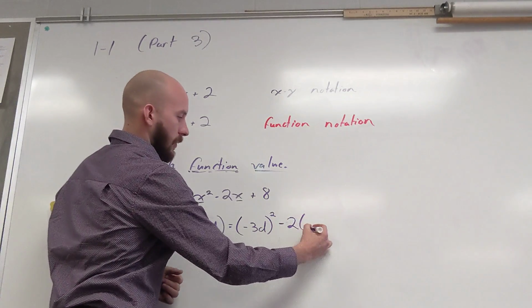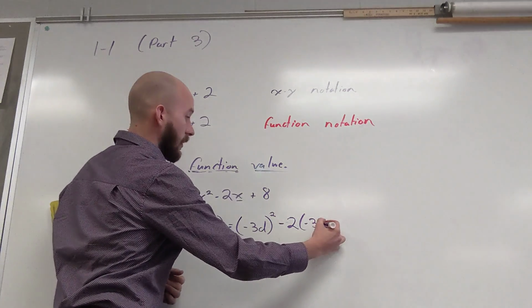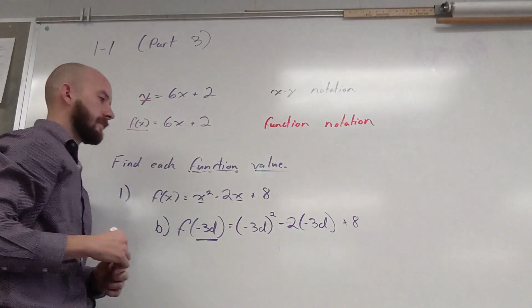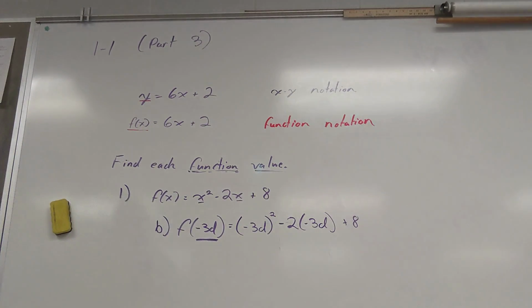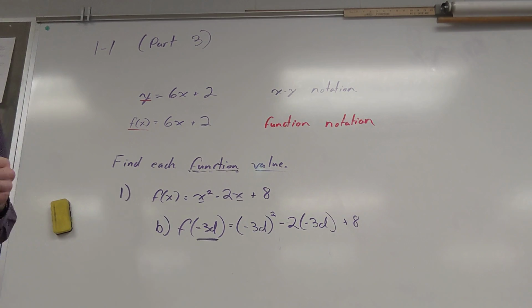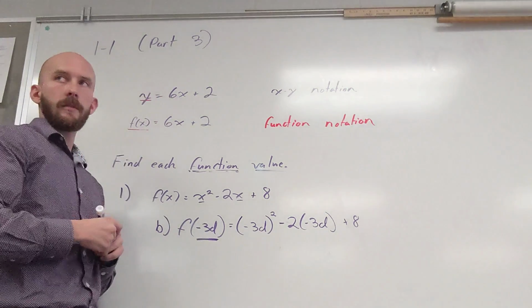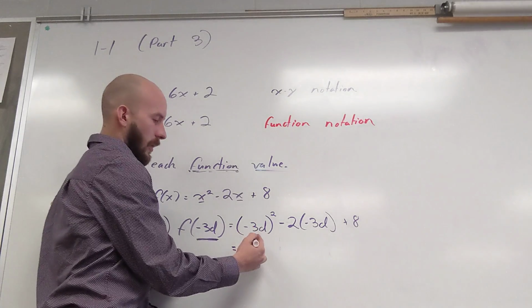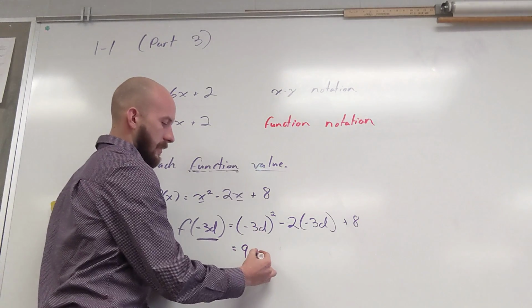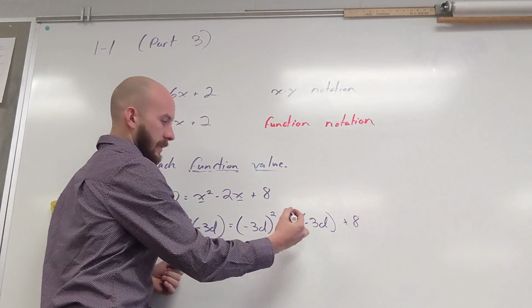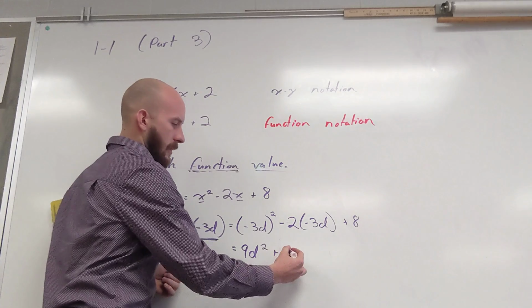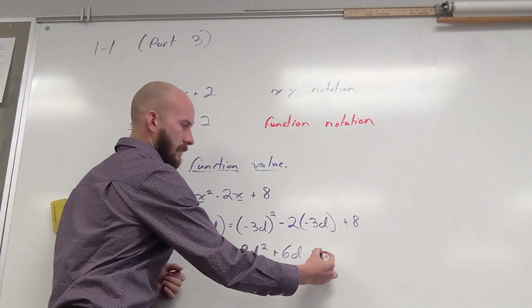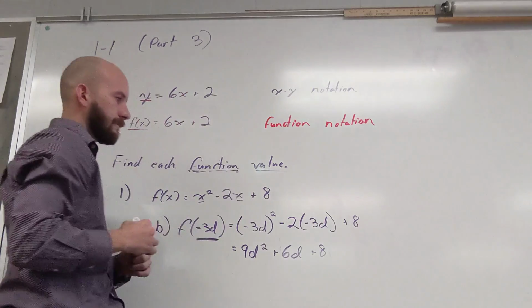Minus 2 parentheses negative 3d plus 8. Okay. Then we just simplify it as far as we can. So negative 3 squared is 9d squared plus 6d plus 8.